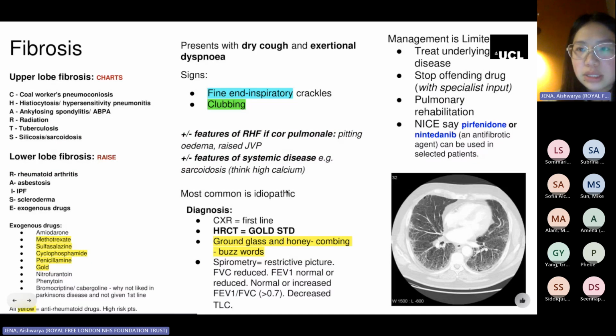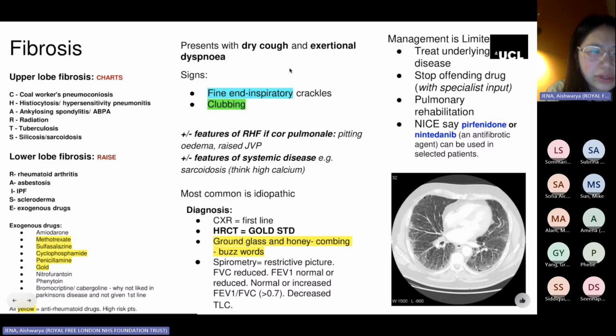So fibrosis, a good mnemonic to remember is CHARTS. So these are the upper lobe fibrosis. So coal workers' pneumoconiosis, sorry, I literally don't know how to pronounce that. And also ankylosing spondylitis, radiation is a good one to remember, and sarcoidosis is quite key as well. And then if you remember those, the ones that are not in it would be in the lower lobe.